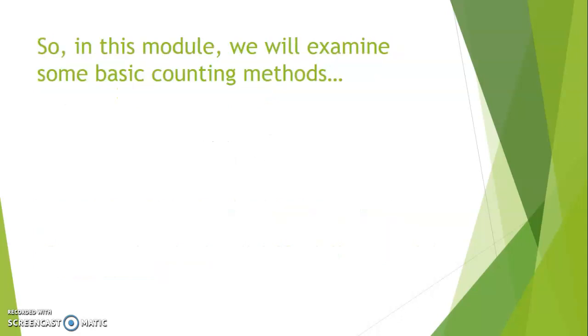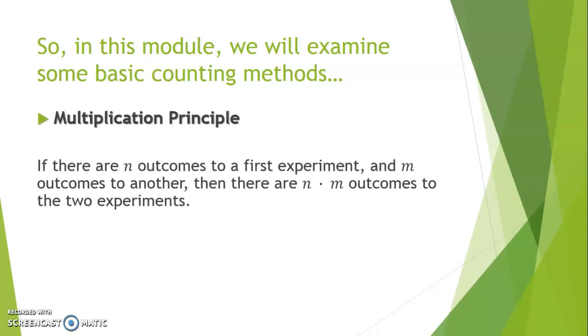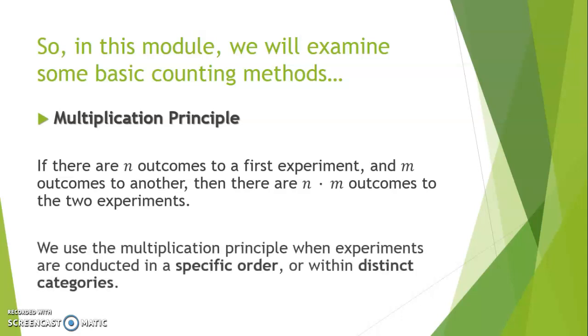So in this module, we will examine some basic counting methods, the first of which is the multiplication principle. Here's what it says. If there are n outcomes to a first experiment and m outcomes to another, then there are n times m outcomes to the two experiments. We use the multiplication principle when experiments are conducted in a specific order or within distinct categories.